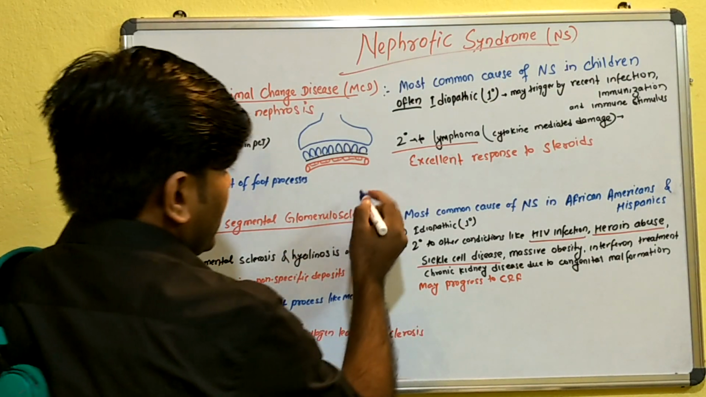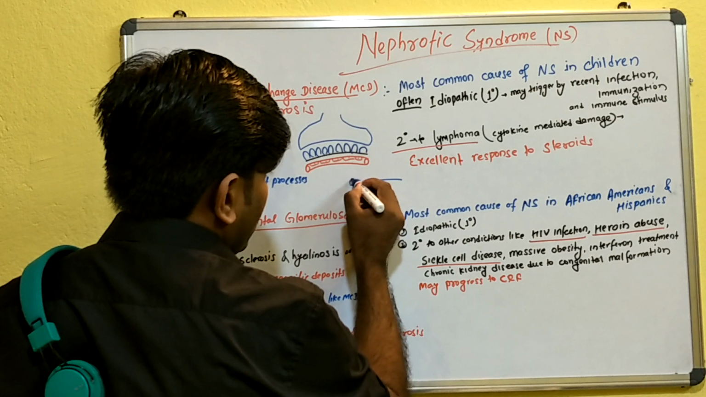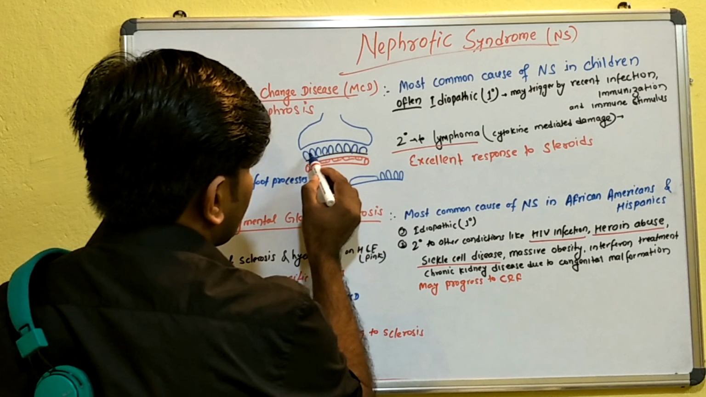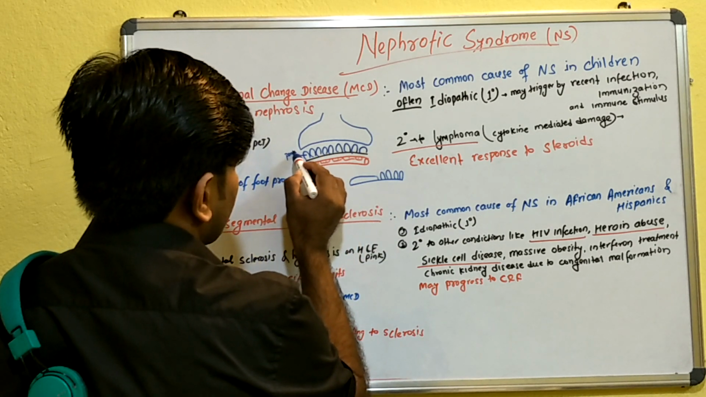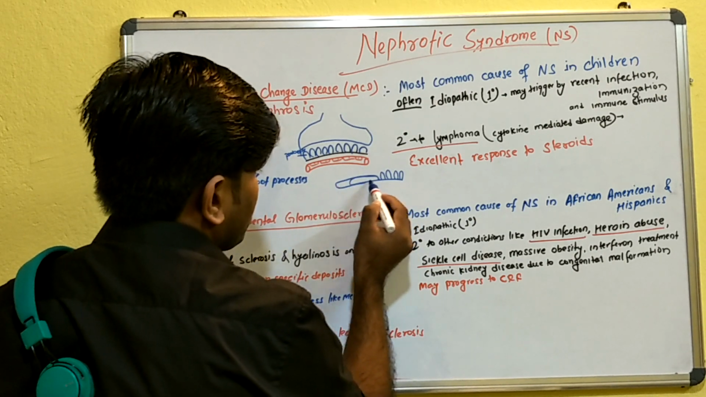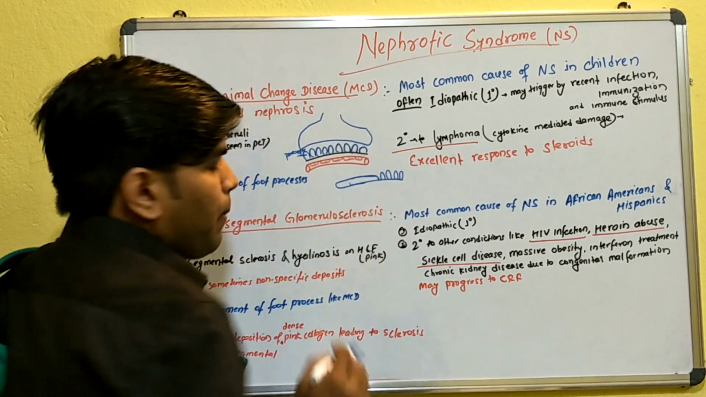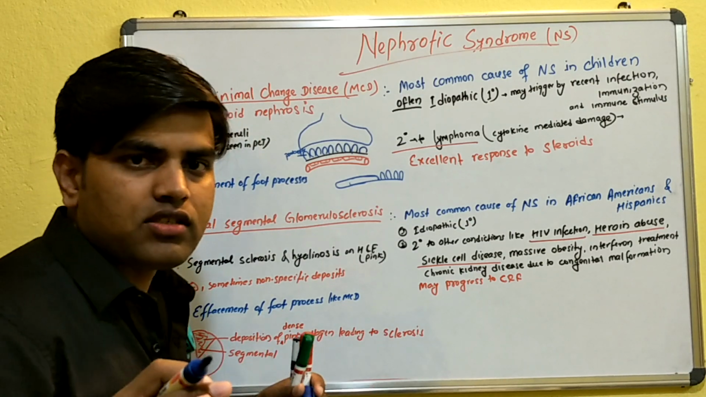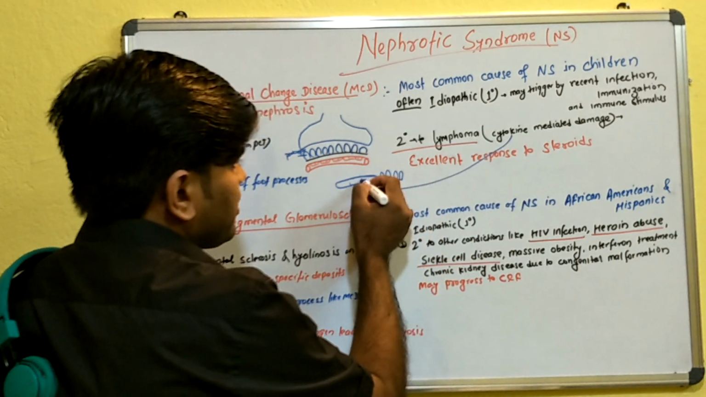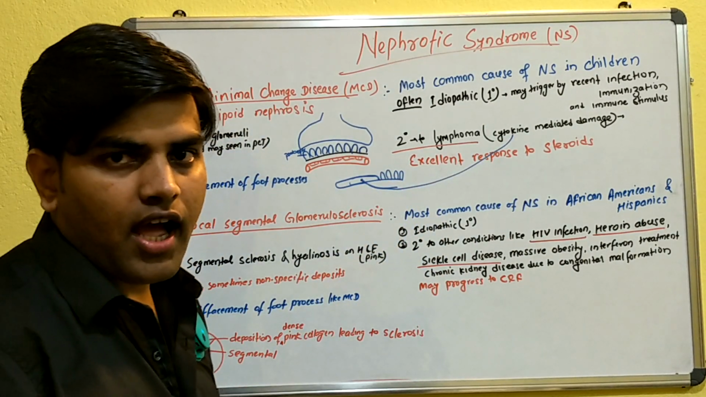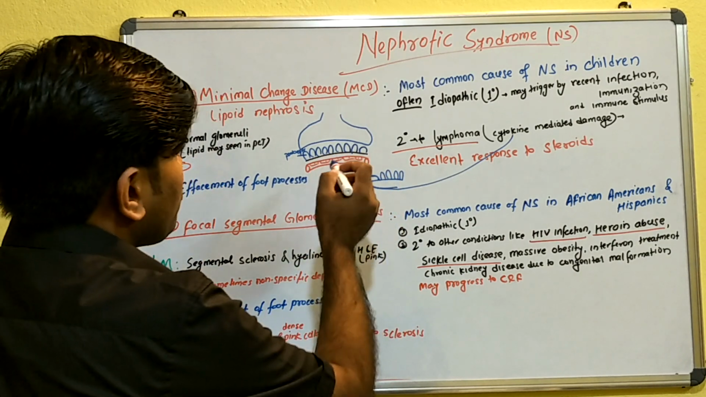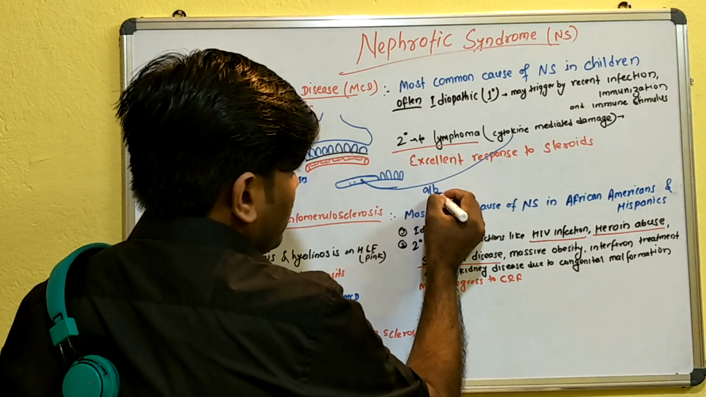What actually happens is, if this is your glomerular basement membrane, then the podocyte, there will be effacement of the podocyte. Look, this is the normal podocyte, this is your epithelial layer. Now if they get effaced, they get flattened. This is due to the damage by the cytokine. The cytokine leads to the effacement of the podocytes, and because of that the charge barrier is lost. And since the charge barrier is lost, there will be leak of the albumin.